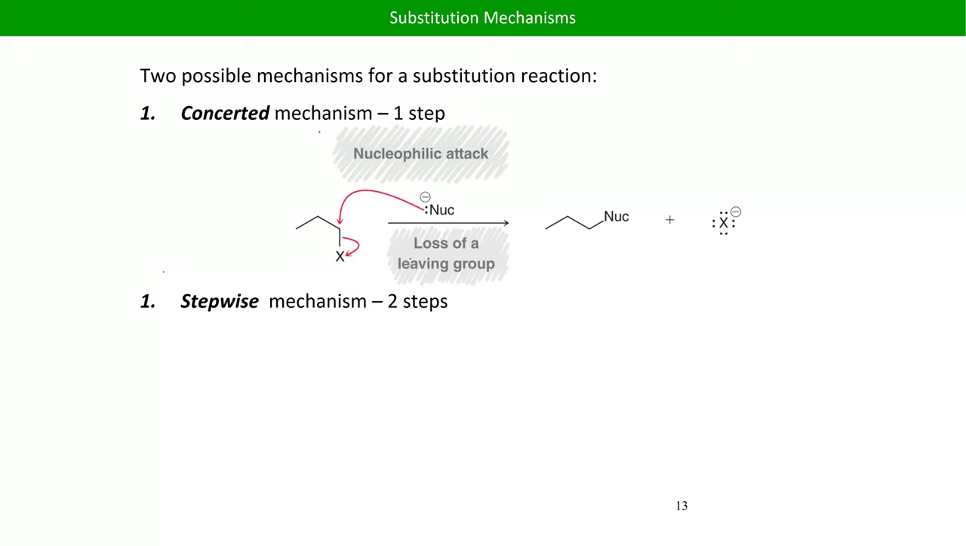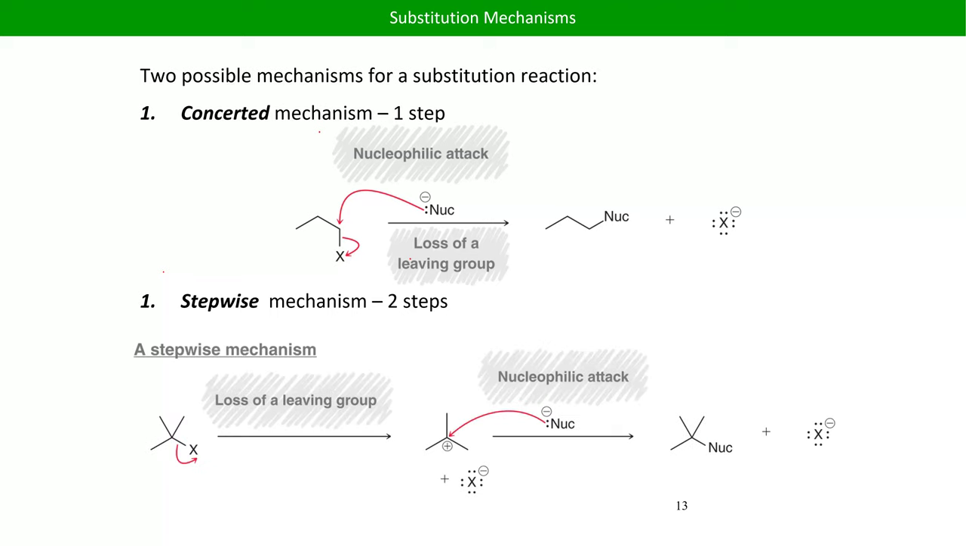We have our leaving group leaving at the same time. But it's possible for you to have the leaving group leave, which then leaves an open spot for your nucleophile to come in. Right, so the stepwise mechanism for this particular mechanism would be a two-step mechanism. Leaving group leaves and then the nucleophile attacks, as opposed to leaving group leaves and nucleophile attacks at the same time. And the nice thing about this distinction is that we can actually test this.